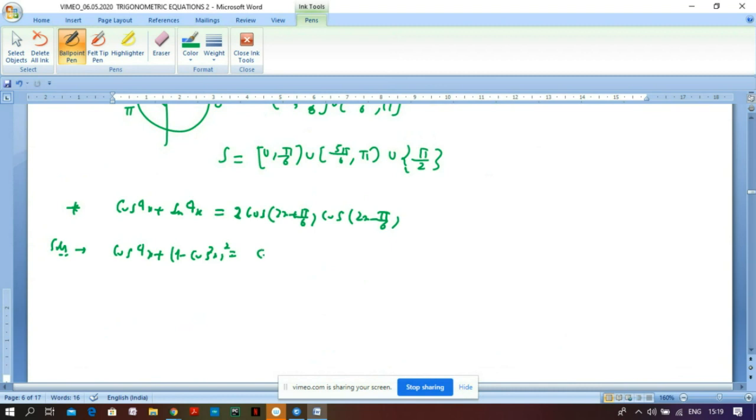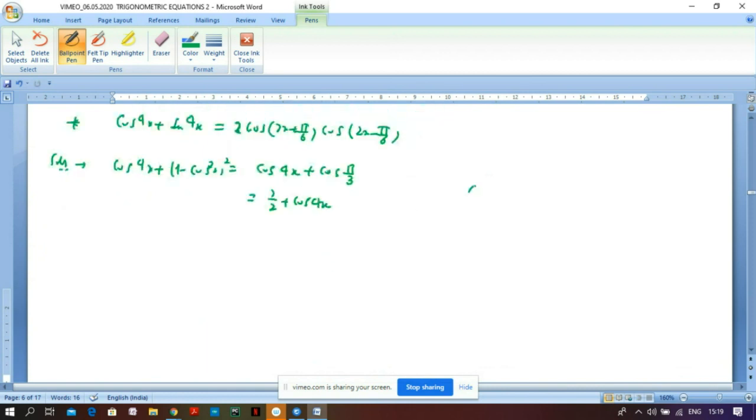So 2 cos a cos b is cos of a plus b, so cos of 4x, and then cos of pi over 3, and so you are getting half plus cos of 4x. Now I know that cos 4x I can write in terms of cos x. So looks like that equation will be a polynomial in cos x. Now cos 4x, let me expand cos 4x.